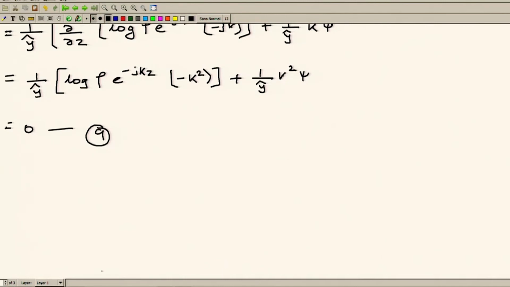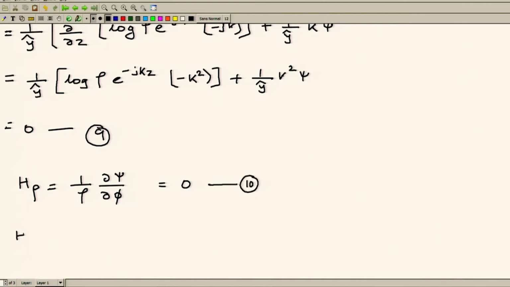Now, H rho, H phi and H z. So, H rho we derived as 1 upon rho del psi upon del phi. So, differentiating psi with respect to phi will give us 0. So, this is equation number 10.